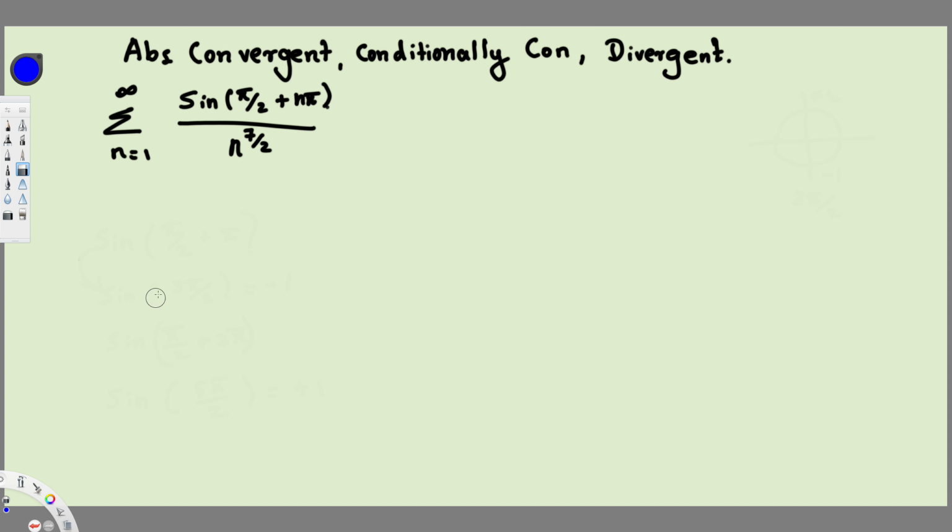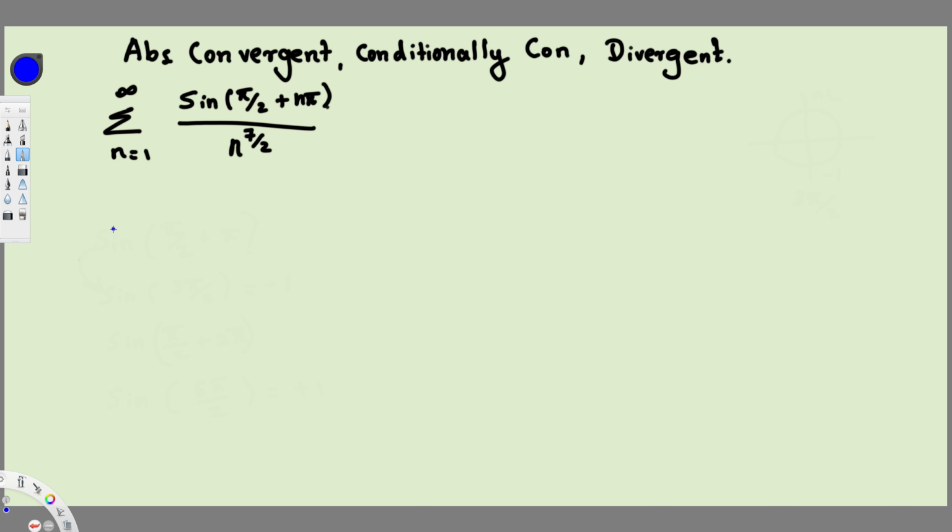Let's do this problem right here. The question is asking whether this series is absolutely convergent, conditionally convergent, or divergent. Before we determine that, let's see what kind of value we get for the numerator when we plug in the n values.